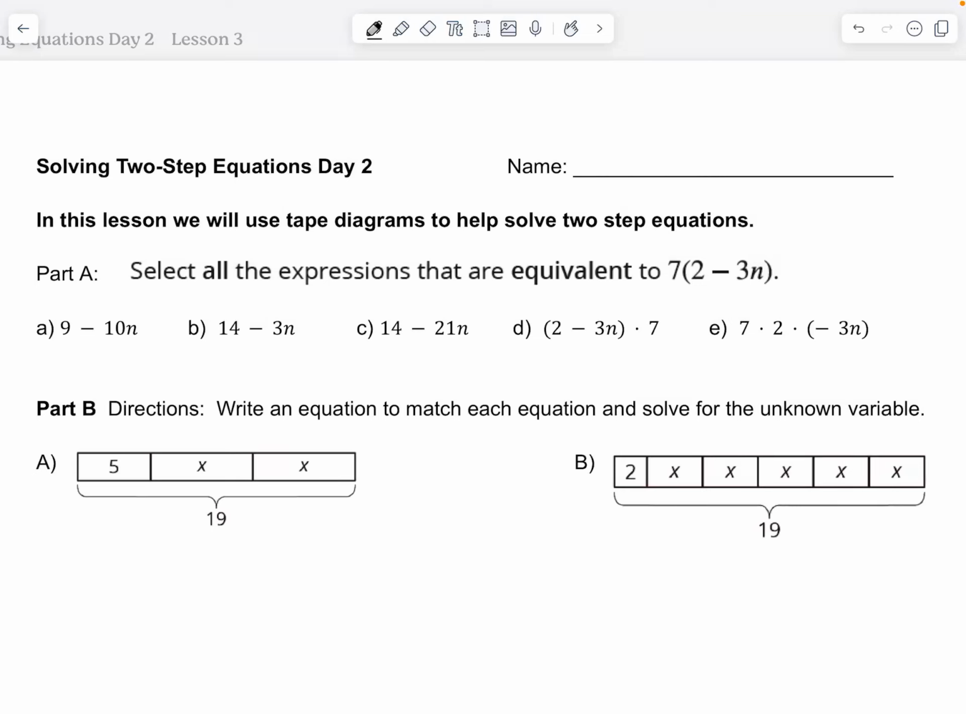So here we are solving two-step equations day 2. In this lesson we will use tape diagrams to help solve two-step equations. Part A, select all the expressions that are equivalent to 7 times (2 minus 3n).